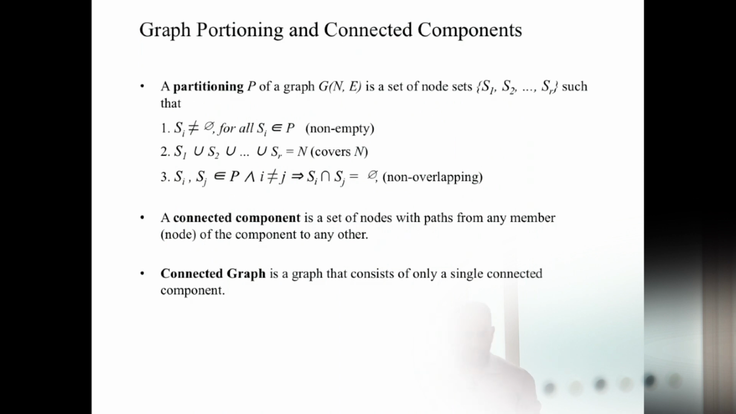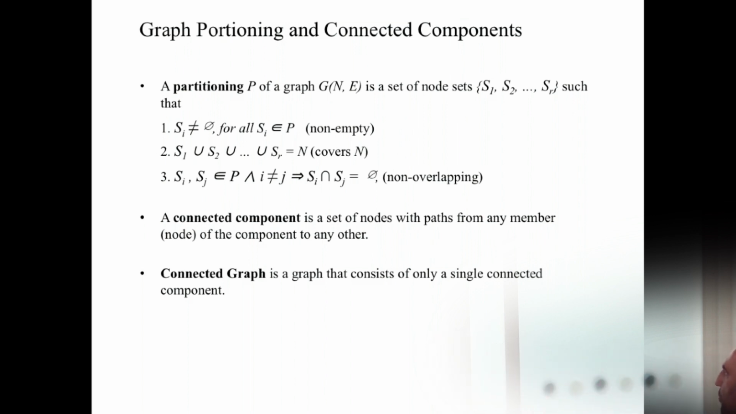And sometimes in some of the literature we call these different components in your graph partitions. Okay? And for the partitions, there are some conditions. So for example, if you have a graph G(N, E), where N is the set of nodes and E is the set of edges.